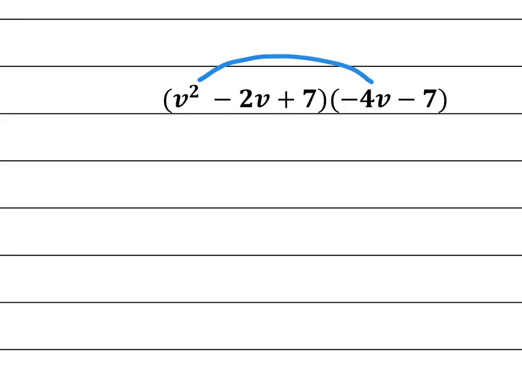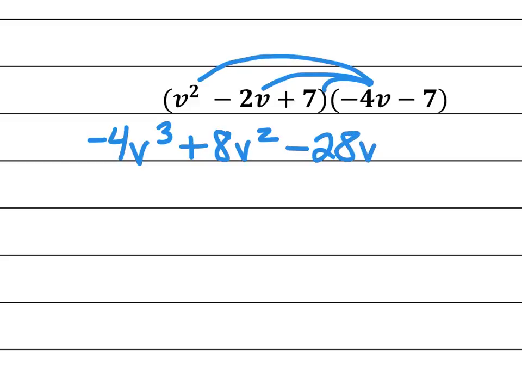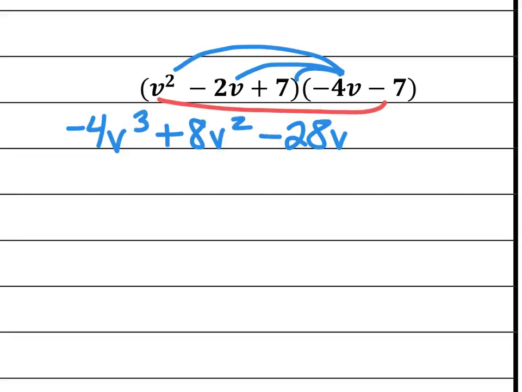So negative 4v, v squared, so negative 4v cubed. Okay, so now we're going to multiply by negative 2v. And 7. Remember, you have to do each term to each other term in the other parentheses. So now we're going to do this negative 7.